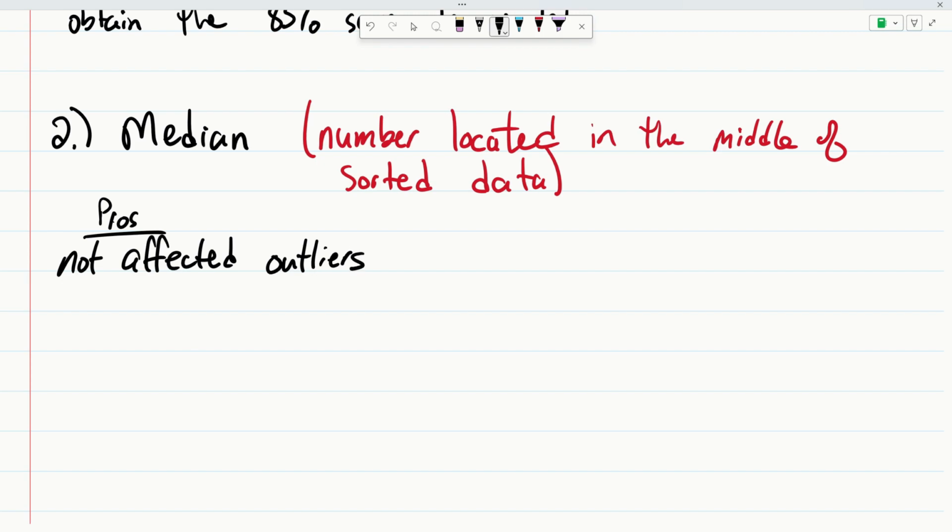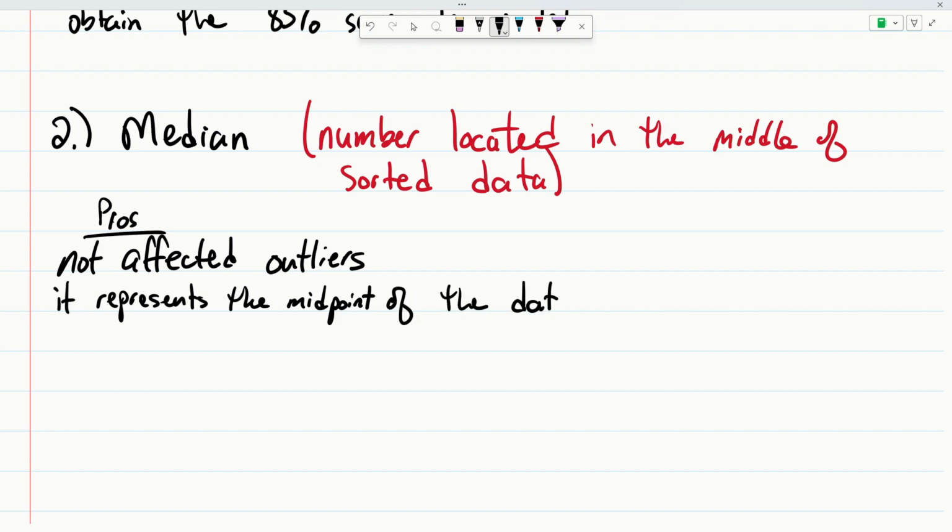Second, it is the midpoint of the data. Like I said, it's the exact middle. The mean can shift left and right a little bit, especially if you have an outlier. But this median is right in the middle. What's one of the cons? It's not always appropriate.